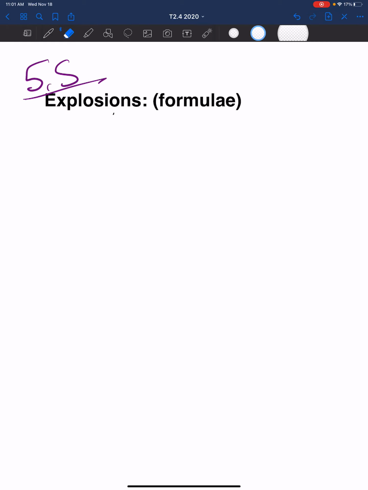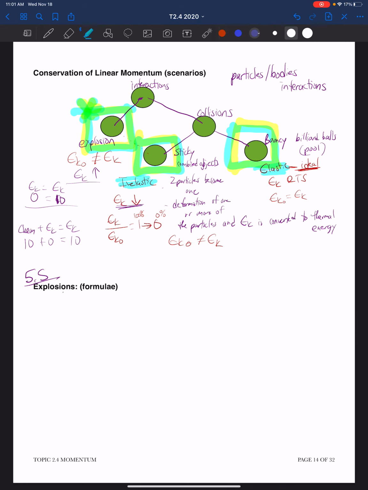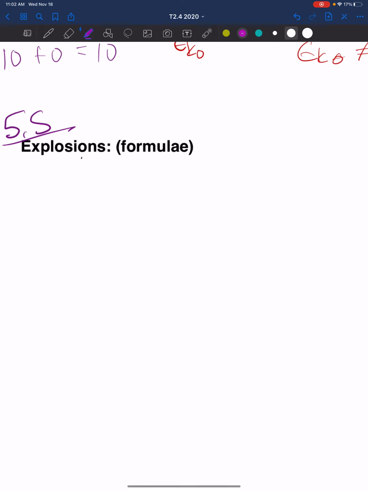In this installment, we are going to look at explosions with a focus on the formulas and the related concepts, and we're talking about conservation of momentum. And just to remind ourselves, we have three different types of interactions when it comes to momentum. We have explosions, we have sticky collisions, and we have bouncy collisions. And so today in this installment, we're looking at explosions in detail.